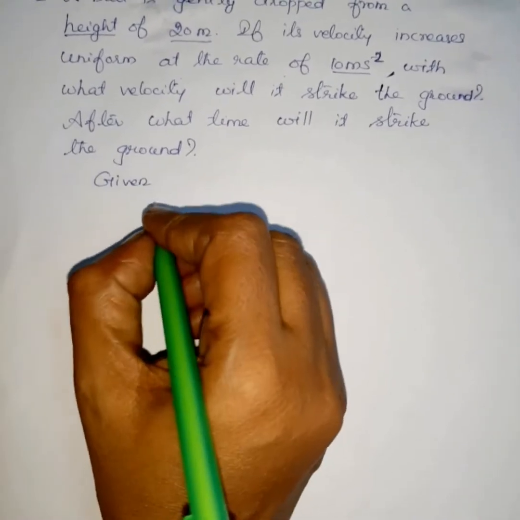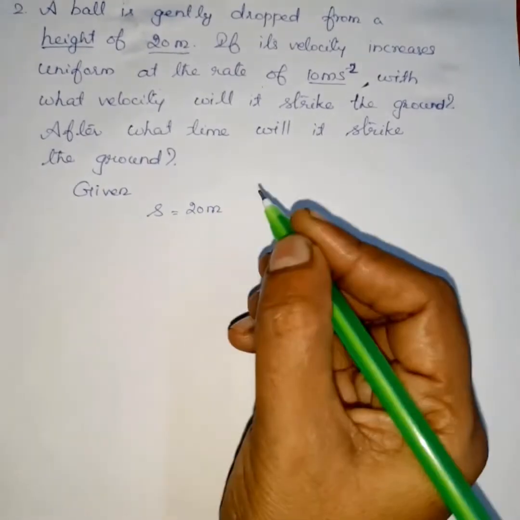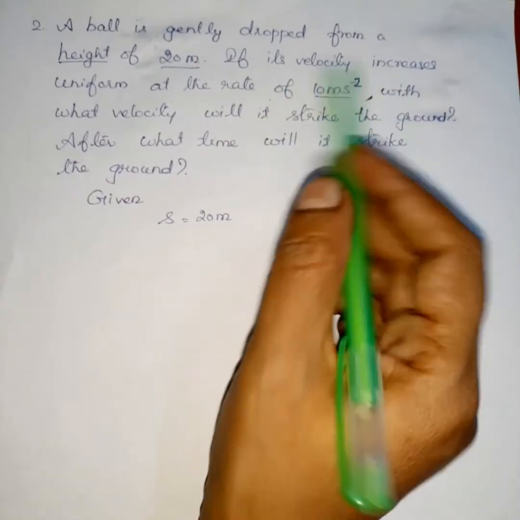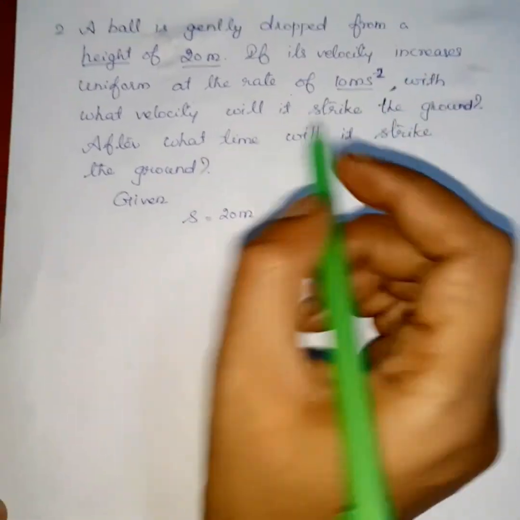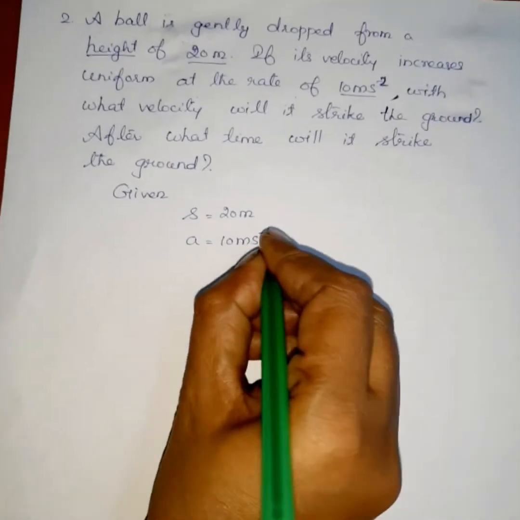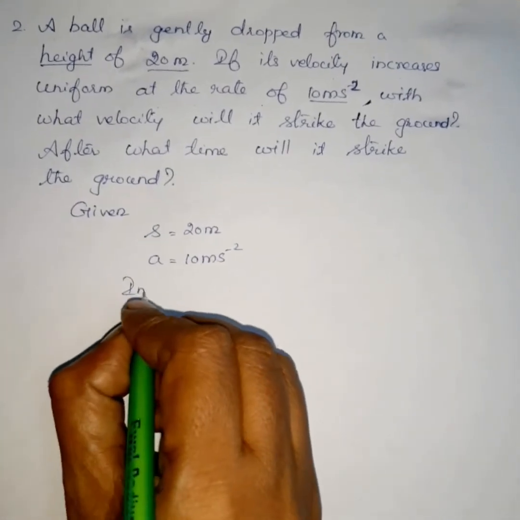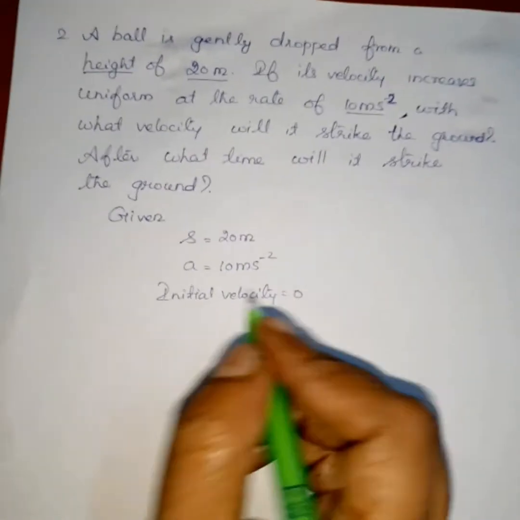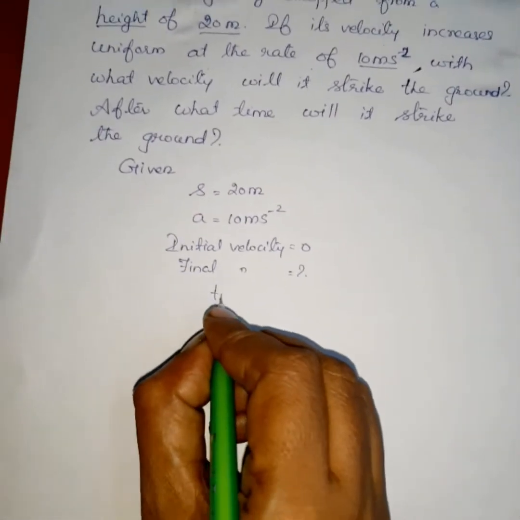Okay, so first, given distance. First you write the distance. s is equal to height, 20 meter. If its velocity increases uniformly at the rate of 10 meter second power minus 2, so the acceleration is given. Acceleration is equal to 10 meter second power minus 2. The initial velocity is 0. What do you find out? The final velocity and time also.